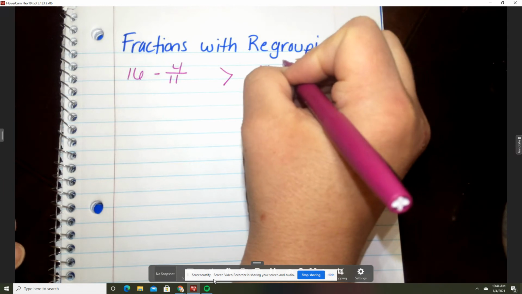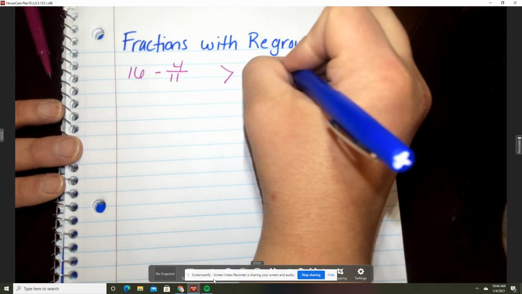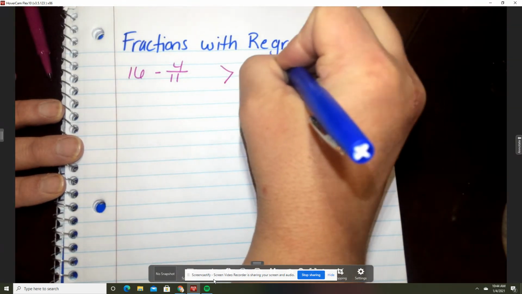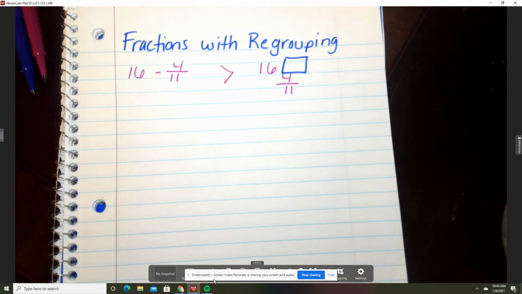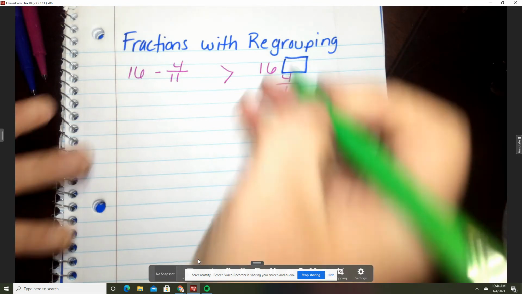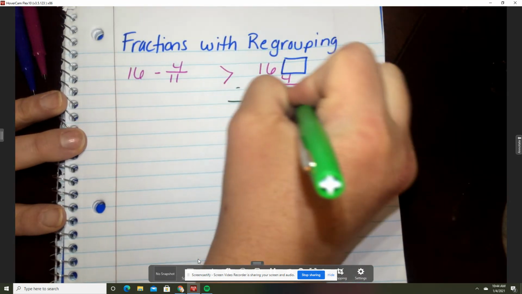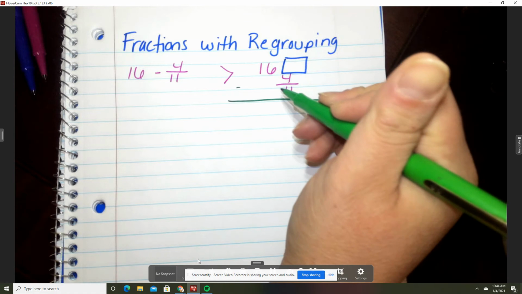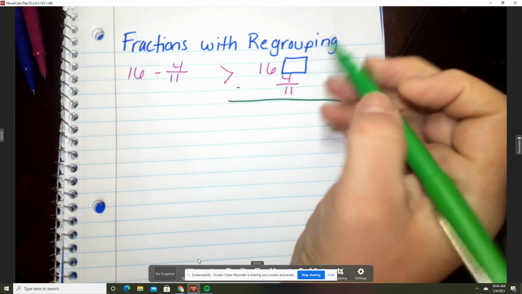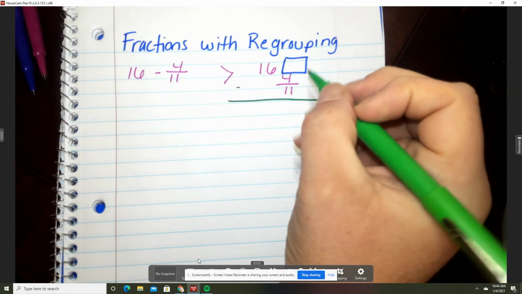Because you're going to put a fraction right here. And I know this sounds crazy, okay? But just bear with me. It's real easy. Okay, so we're going to subtract this. So I'm going to have 16 minus 4/11ths. Okay.